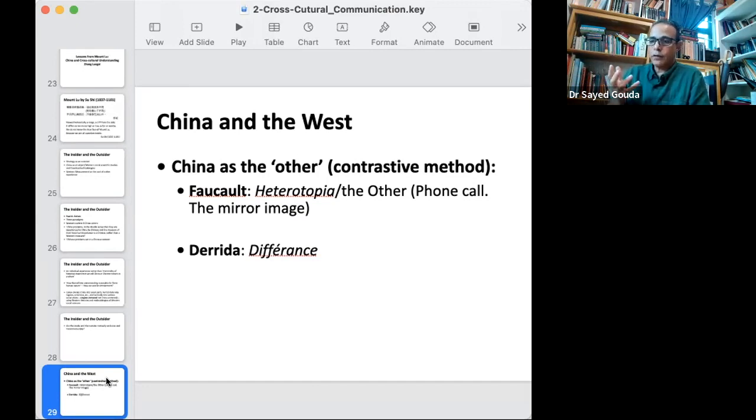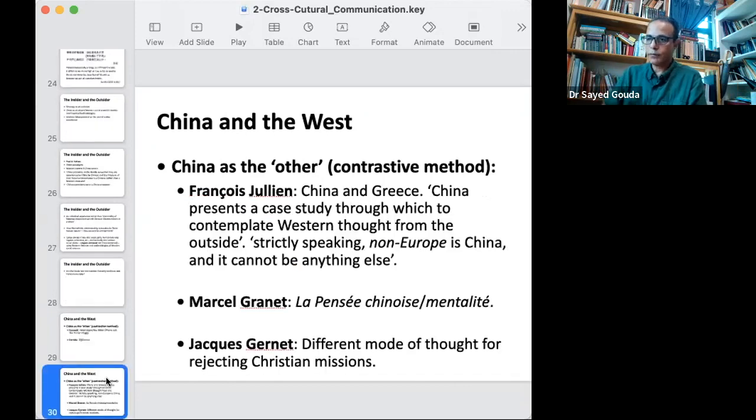L'autre, and Derrida said the same thing. And he said China, of course, Derrida is famous for his concept of différance. It's pronounced the same, but it can be spelled differently. So Derrida also said China is a perfect example of this difference, of what is completely different from Western culture. There are other scholars also.